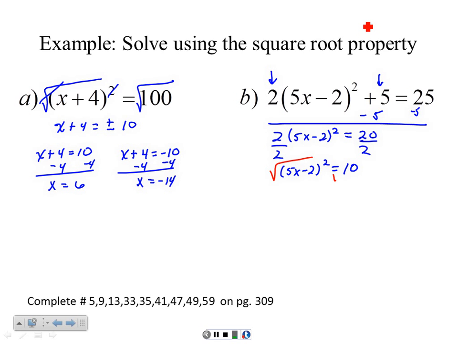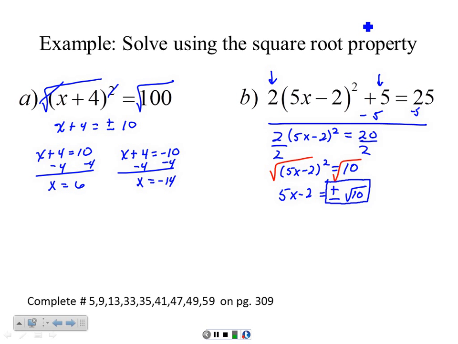You can put in your square root, and so what you're going to have is 5x minus 2 is equal to plus or minus the square root of 10, and you can't break down the square root of 10. So now I need you to understand that this plus or minus goes with the square root of 10. Okay, all of that goes together. Don't ever try to break that up.